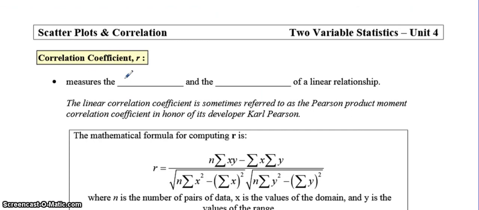So the correlation coefficient measures the strength and the direction of a linear relationship. So it has to be linear for you to use the r value. The linear correlation coefficient is sometimes referred to as the Pearson product moment correlation coefficient in honor of its developer, Carl Pearson.